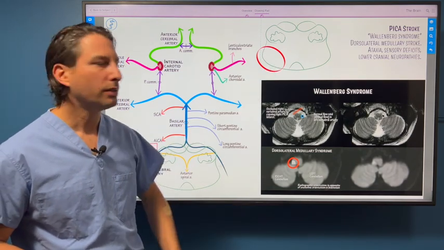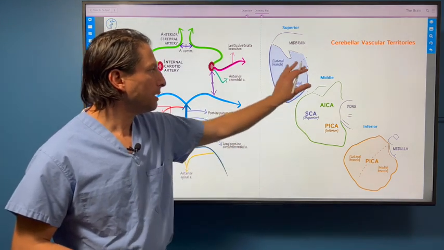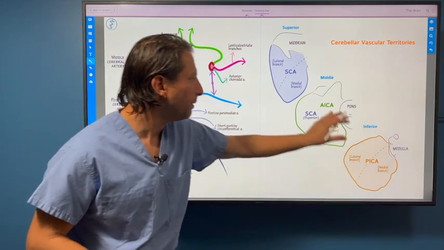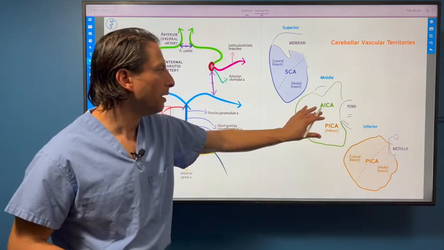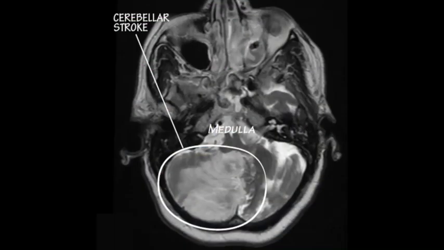Think PICA stroke. Cerebellar vascular territories here: SCA, superior cerebellar artery up top, and then the PICA down below, and then in the mid region, all three vessels cover various regions. And we can see this severe herniation here and compression in this posterior fossa.